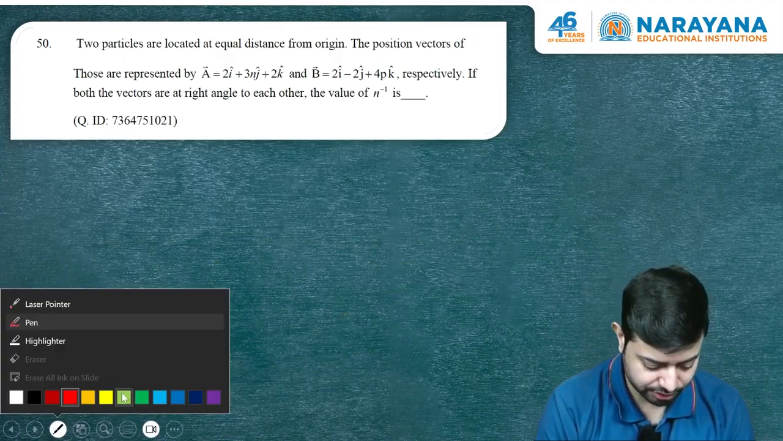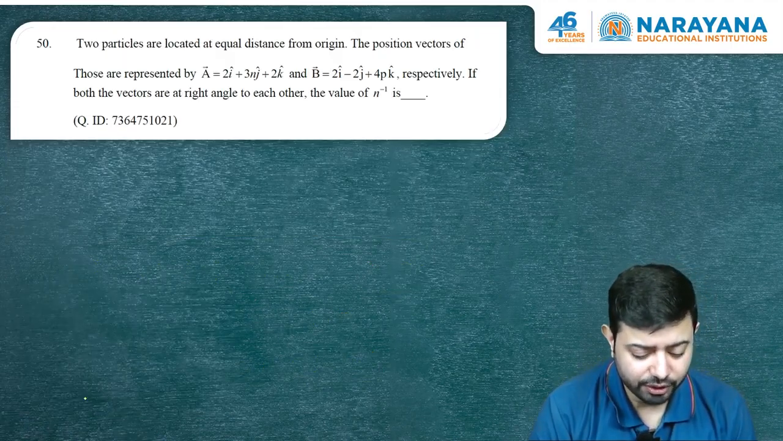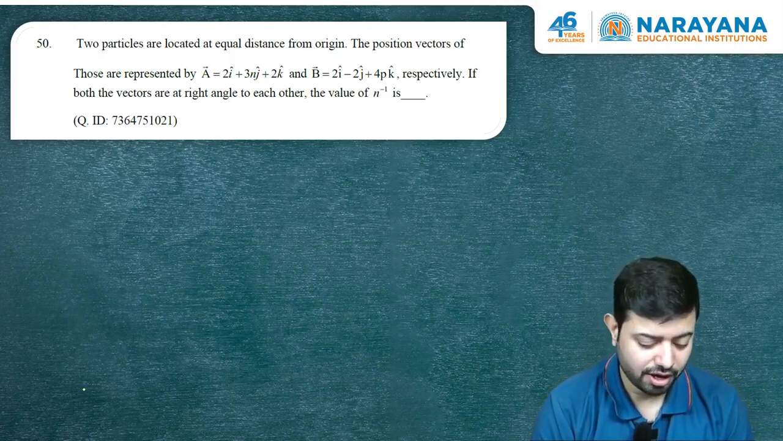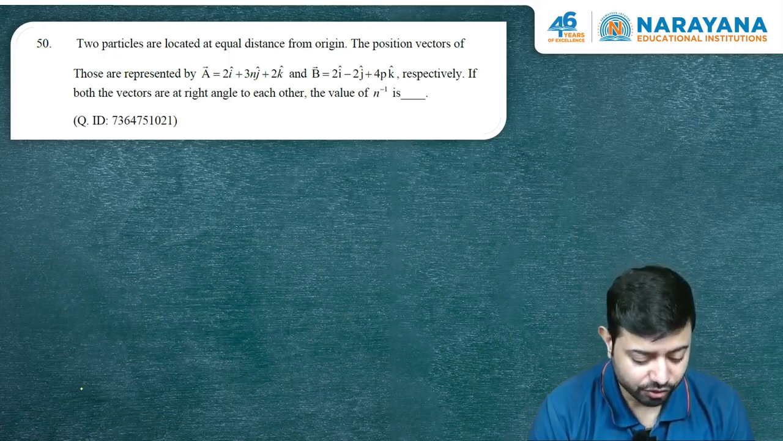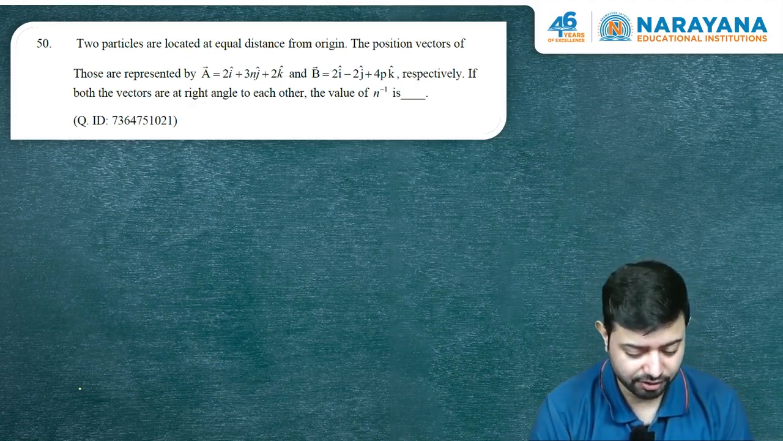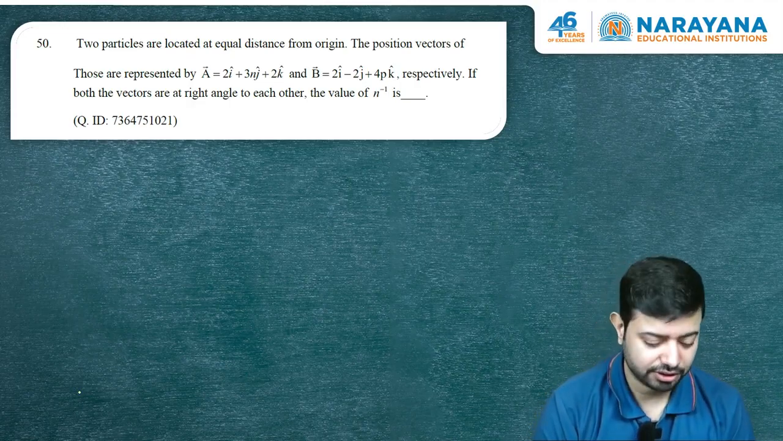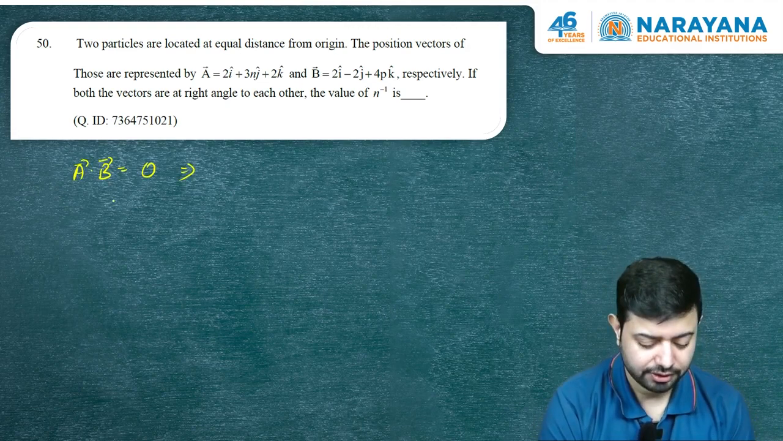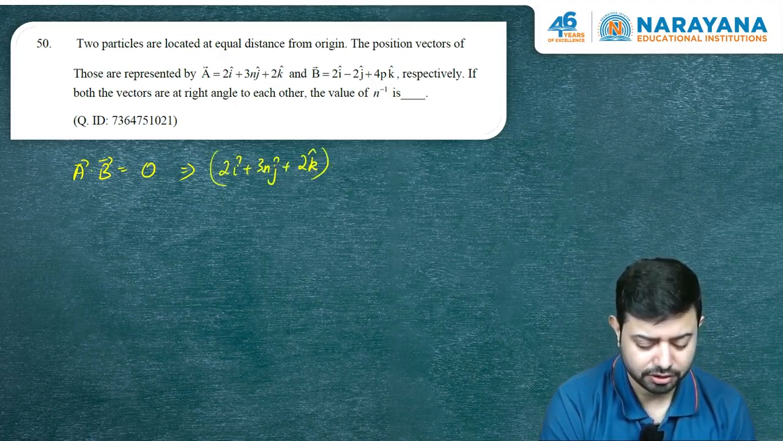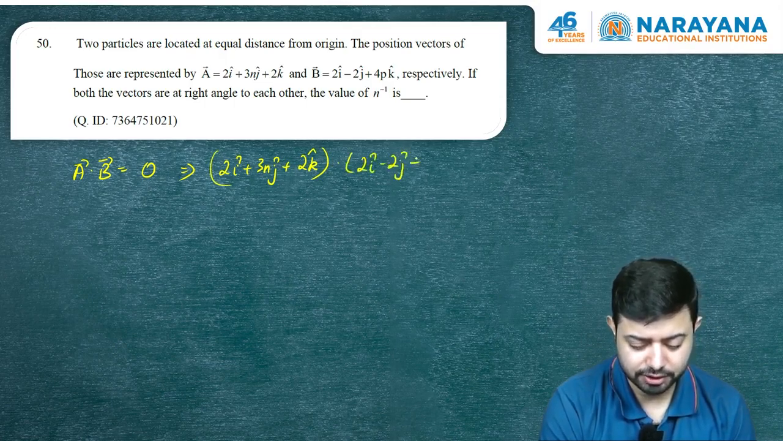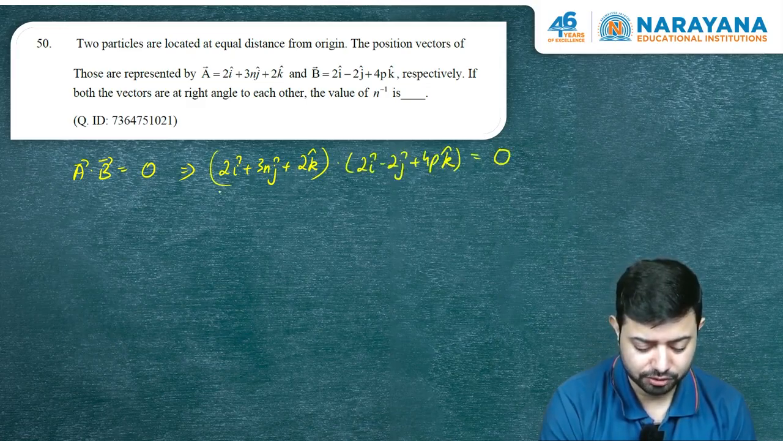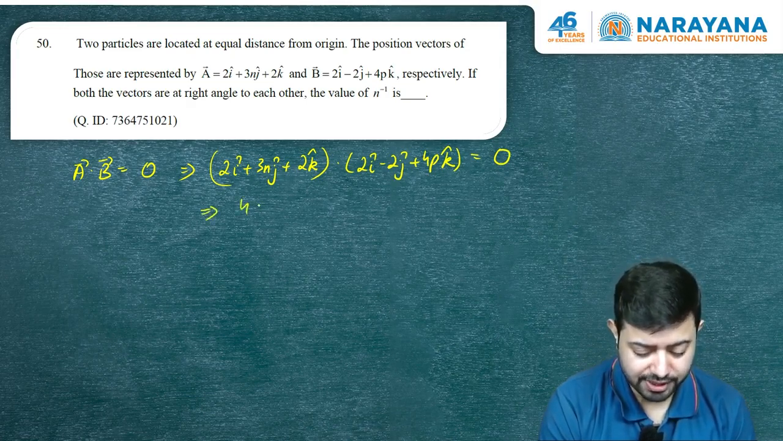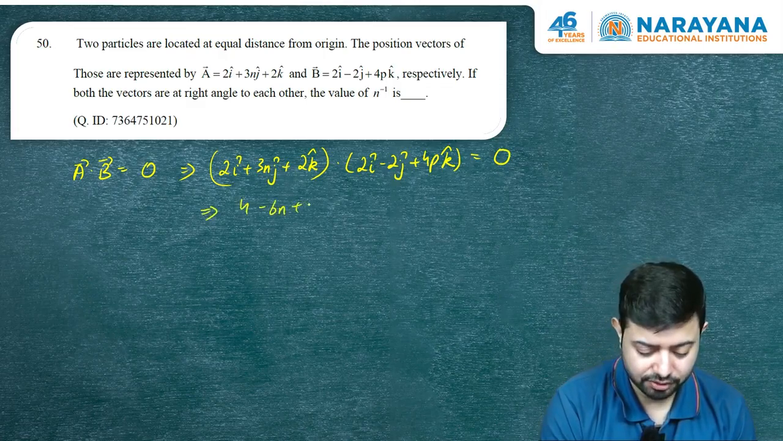Alright, let's move to the last question, 50th. Two particles are located at equal distance from origin. The position vectors of those are represented by vector a and vector b. If both the vectors are at right angle to each other, that means a dot b should be 0, right angle property, correct. 2 i cap plus 3n j cap plus 2 k cap, you take dot with 2 i cap minus 2 j cap plus 4p k cap, this has to be 0. What will it give? 4 minus 6n plus 8p equal to 0. So you get one relation over here.